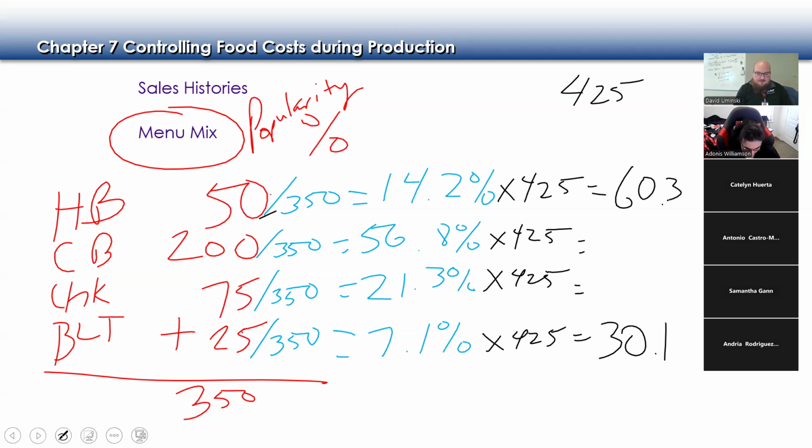425 times the 0.568 is 241.4. And then the 0.213 times 425 is 90.5. How do I check my work?